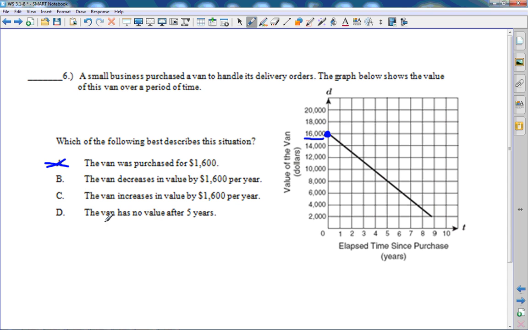Let's go down here. It says the van has no value after 5 years. At 5 years, it is worth $8,000. So this is not right. Now it says the van decreases in value. Does it decrease? Yes. So let's look here before we look at any of the numbers. This one says the van increases in value. Nope, it does not. Your answer should have been B.